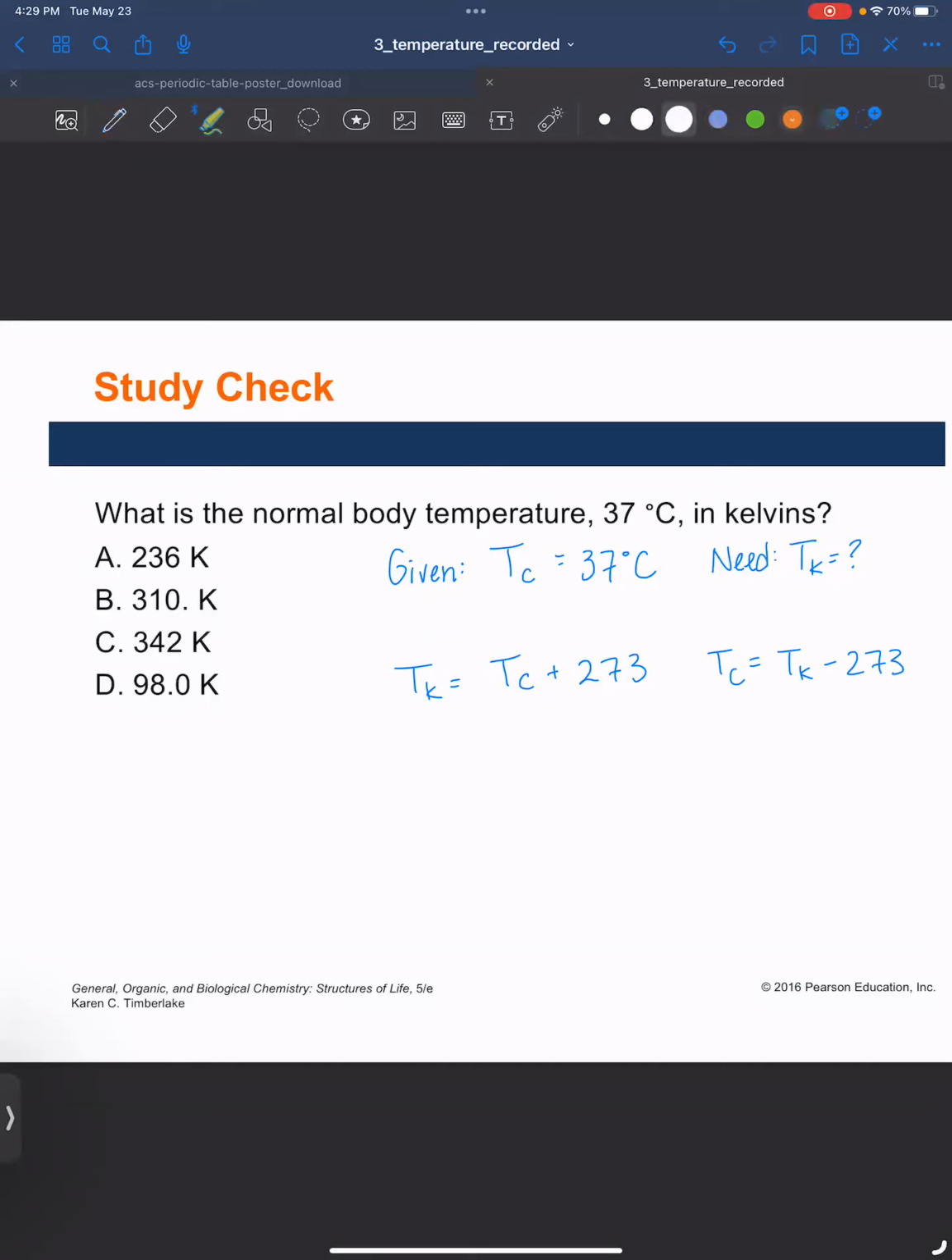Now the equation we're going to use for this problem here is the first one that we wrote down. And so therefore, when we plug that into the equation, we have 37 plus 273. And so that gives us 310 Kelvin, which is letter B.